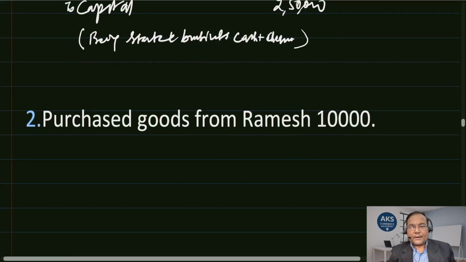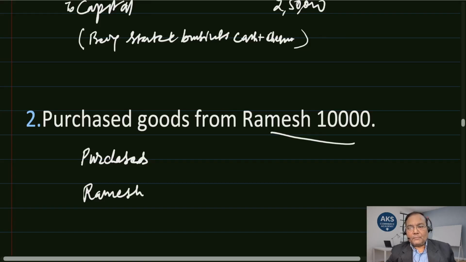Purchase goods from Ramesh rupees 10,000. Now goods are purchased. So what is the entry that we need to do? For goods we use the term called purchases, and Ramesh. We are buying goods on credit. There is no mention of cash or credit. So how is it to be treated? If there is no mention, either on cash or on credit, we need to treat it as credit purchase. Purchase account is debited by 10,000 rupees and Ramesh account is credited by 10,000.